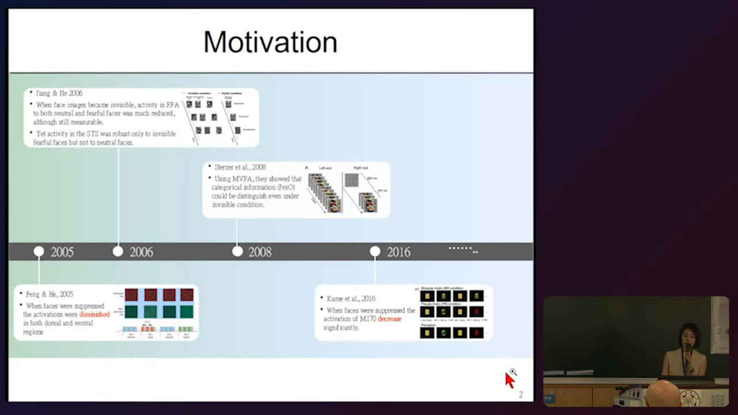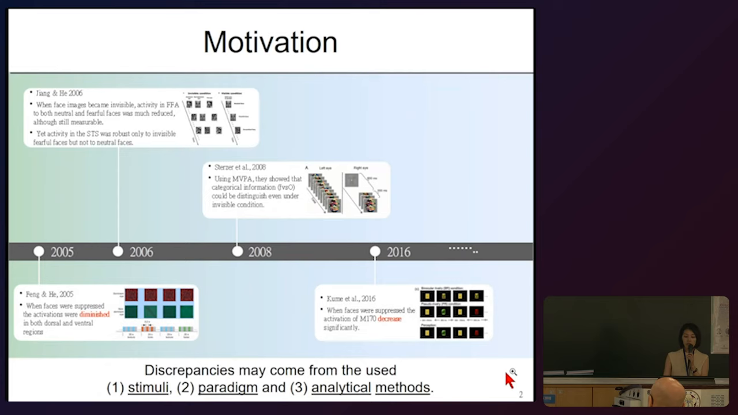Furthermore, another study demonstrated, using multivariate but not univariate analysis, that categorical information could be distinguished even under invisible conditions. Of course, there are many other studies which are not listed here, but most of them do not agree with each other. So here we assume that those discrepancies may come from the stimuli, paradigm, and analytical methods used.